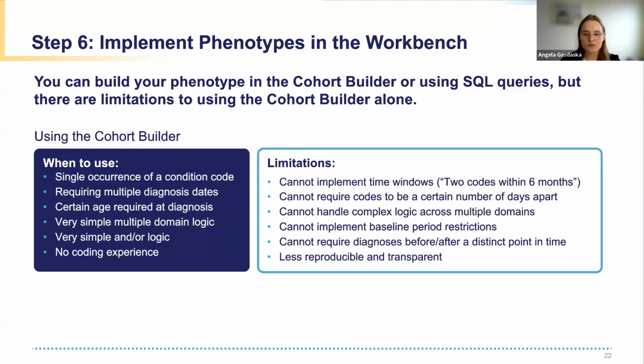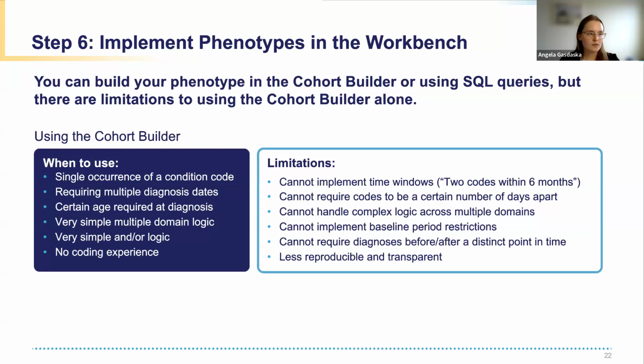All right, so now we'll move on to the final step, which is actually implementing the phenotype. So in the Researcher Workbench, you can build your phenotype using the cohort builder or using SQL queries. So just to first go over the cohort builder, which is more of a simplified way of defining a phenotype. The cohort builder is really great for simple phenotypes where you maybe just want to require a single occurrence of a code or implement really basic temporal requirements or basic multi-domain logic. The cohort builder is really great for that. We recommend it more for exploration and simple cases.